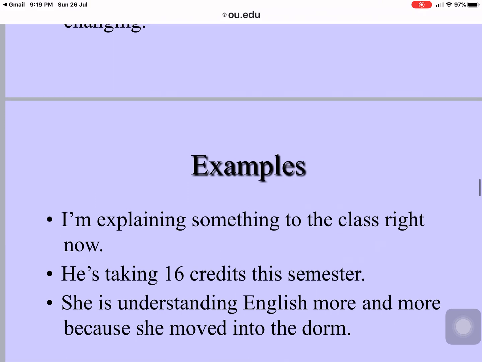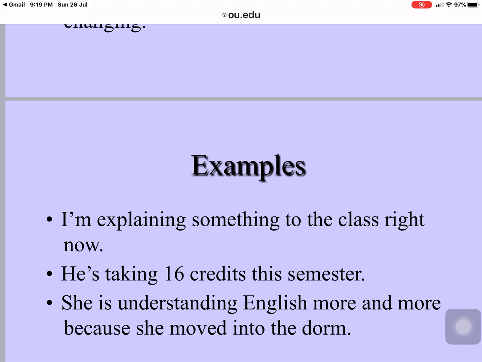Let's see some examples. I am explaining something to the class right now. Okay, because this is happening at the time of speaking, present continuous tense is used. See here, I am explaining.